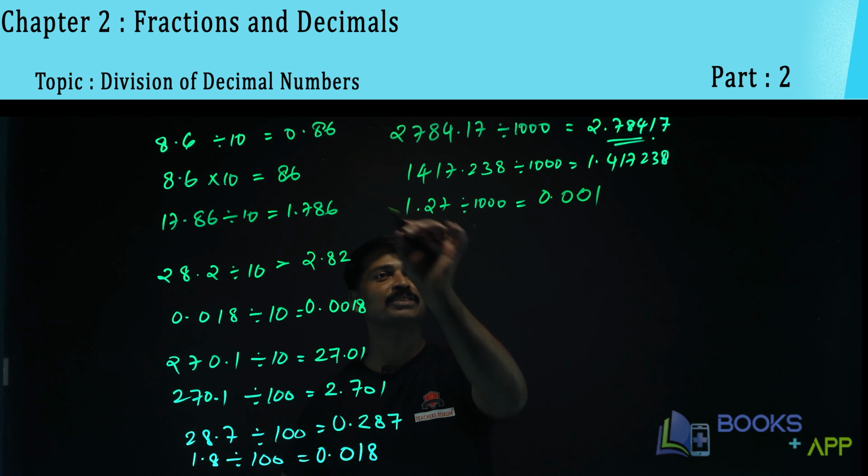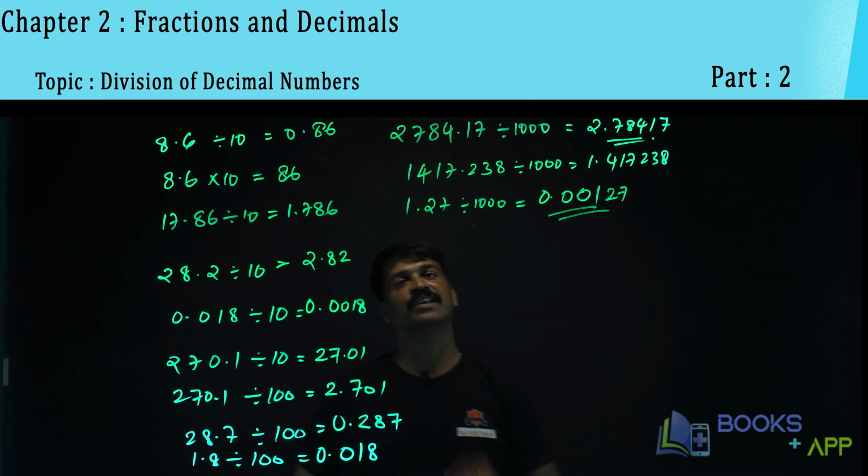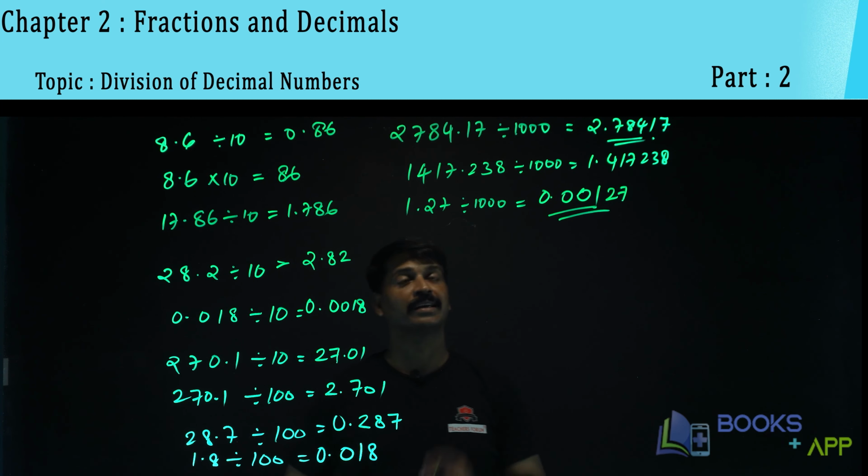0.001, because the point should jump 3 places backward, isn't it? 27. This is the answer. This is how we have to divide a decimal number by 1000.